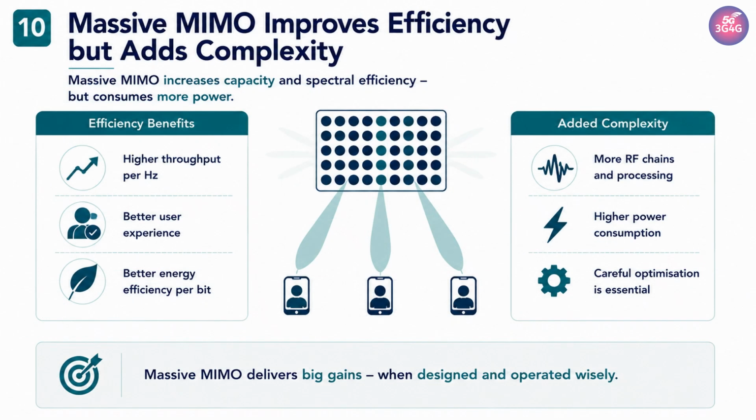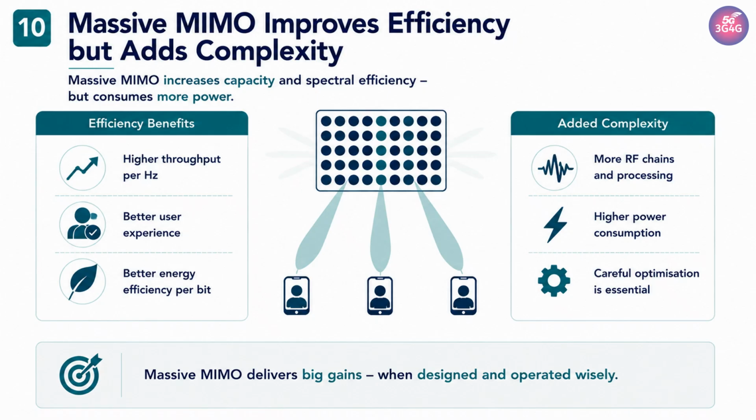Massive MIMO is one of the most important technologies in 5G NR. It improves spectral efficiency by using large antenna arrays and beamforming to serve users more effectively. It can increase throughput, improve coverage, support more users, and deliver better performance per unit of spectrum. From an energy efficiency point of view, massive MIMO can be very powerful because it can deliver more bits for the energy used. This means better energy efficiency per bit.